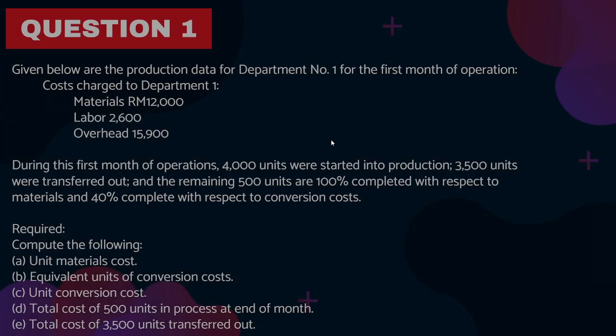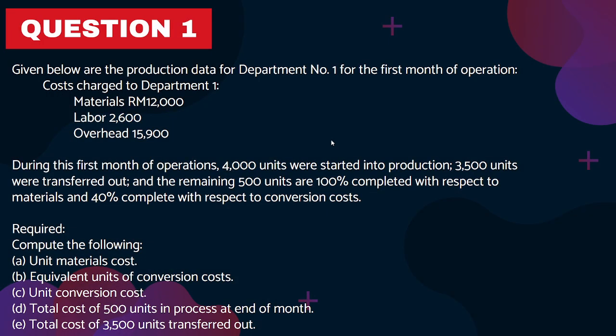Right, so question 1. Given below are the production data for department number 1 for the first month of operation. Cost charged to department 1 is materials RM12,000, labor is RM2,600, and overhead is RM15,900. During this first month of operations, 4,000 units were started into production, 3,500 units were transferred out, and the remaining 500 units are 100% completed with respect to materials and 40% complete with respect to conversion costs.